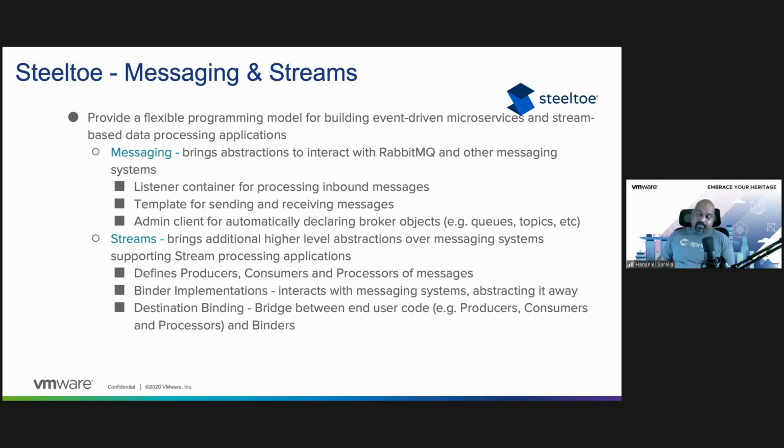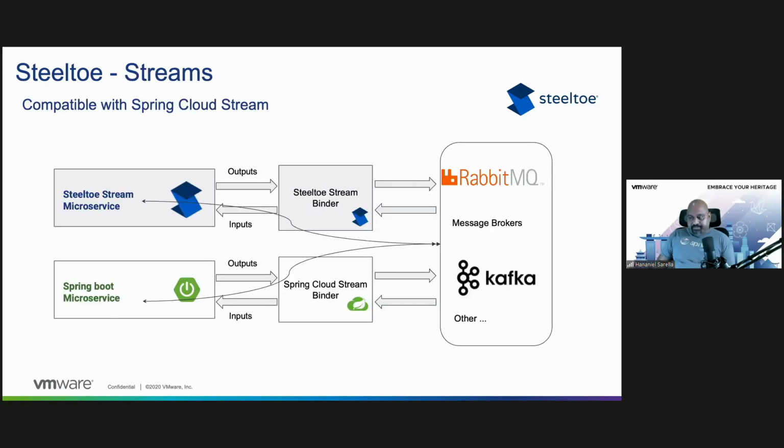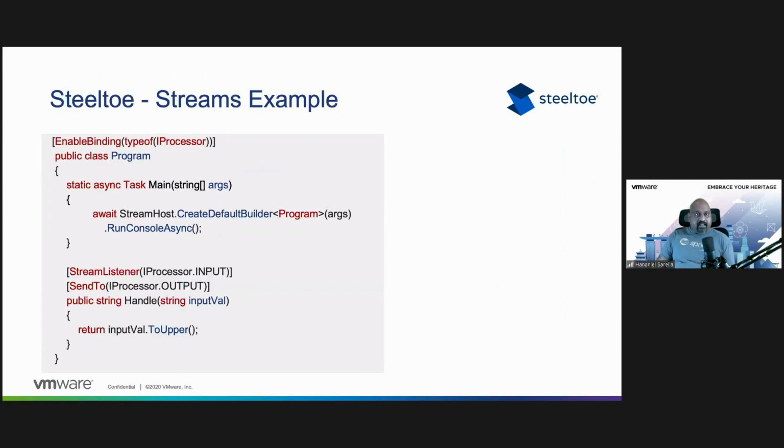For example, RabbitMQ, which is what we have right now. Pretty soon we'll have support for Kafka. And same thing with stream. Now, what that allows you to do is communicate with the Spring counterparts. You can imagine a Steeltoe microservice talking via one of these brokers in your enterprise with a Java microservice, supporting the same sort of constructs and similar ways to manage these things. And again, it is very easy to adopt this.